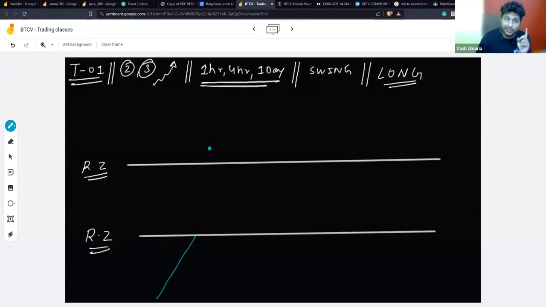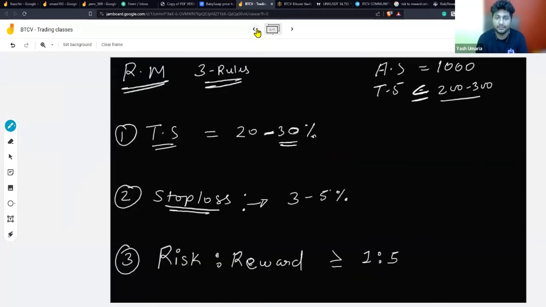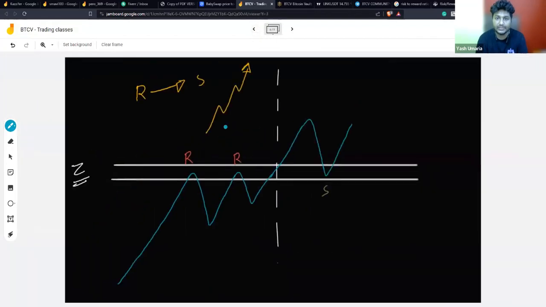Now, if you remember the theorem 1, how a support is broken and how a resistance is broken. Okay, let me show it to you. So you will revise it. This one, see how a resistance is broken. It touched 1 time, 2 times, maybe 3 times, or maybe it can touch 7 times. Who knows? But then it breaks.